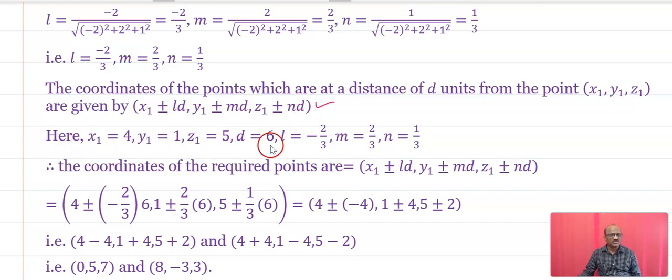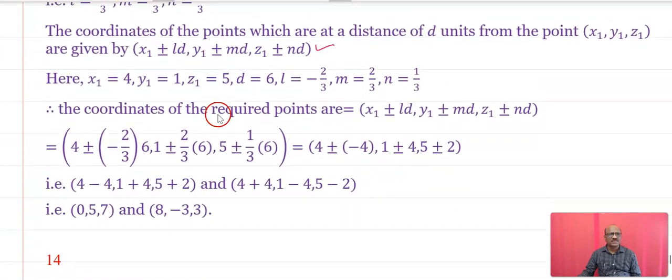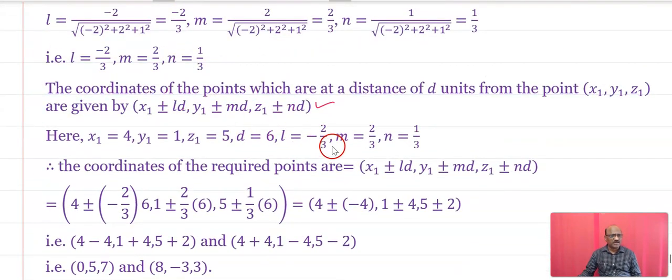Substitute the values of x1, y1, z1. x1 is 4, y1 is 1 and z1 is 5. What about l, m, n? l = -2 by 3, m = 2 by 3 and n = 1 upon 3. If we substitute the values into this formula, you will get 4 plus or minus (-2 by 3) into 6. Next is 1 plus or minus 2 by 3 into 6. Next is 5 plus or minus 1 by 3 into 6.